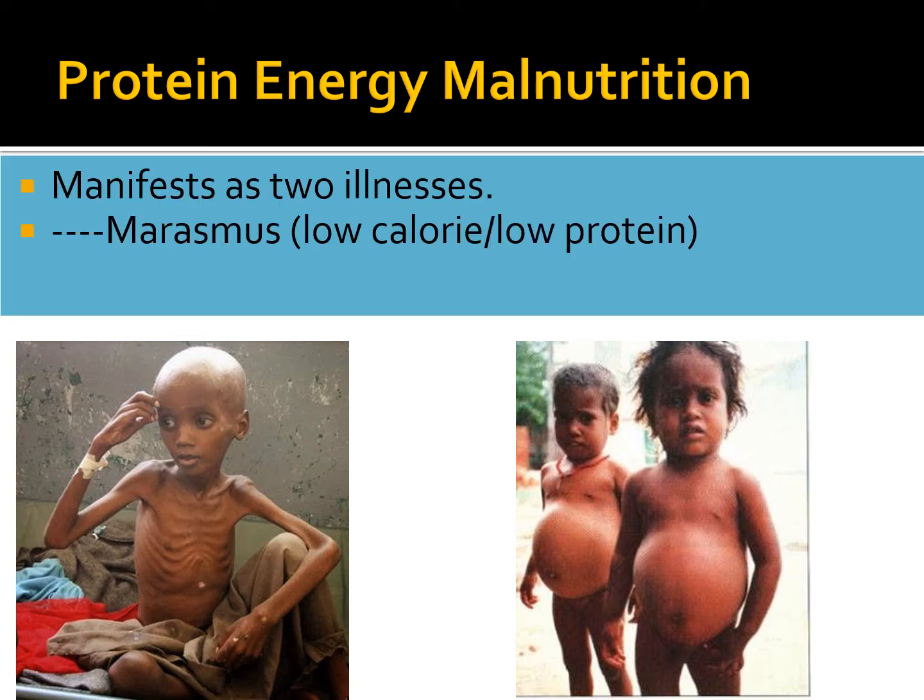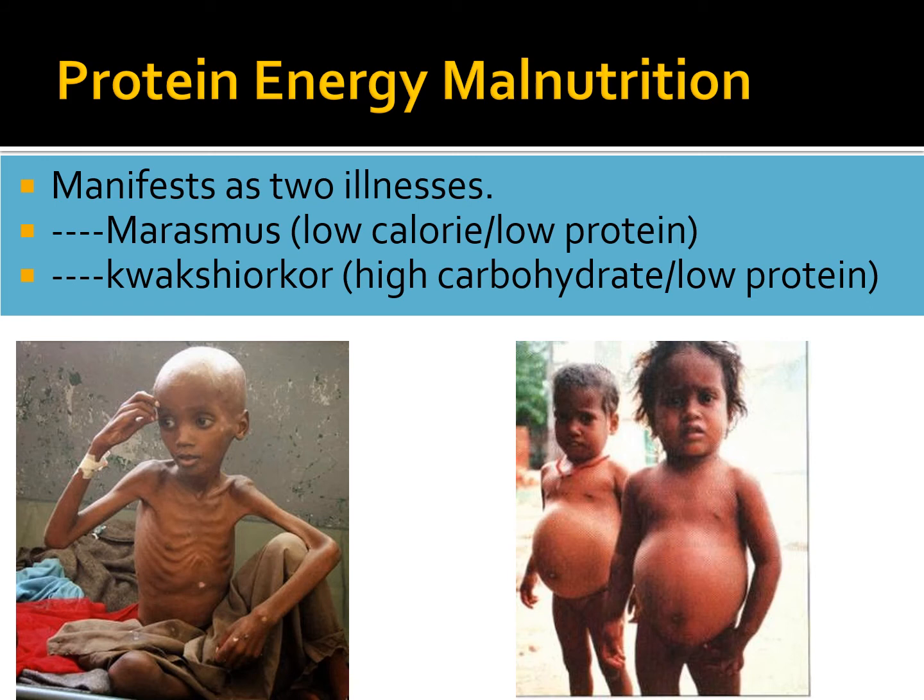We have marasmus, which occurs from having a low-calorie, low-protein diet. Essentially, it's a starvation diet. And then we have something called kwashiorkor, which is a high-carbohydrate, low-protein diet, and this is where you see that kind of bloated belly, or what they call the carb bloat that occurs, right? So one of them is essentially a wasting disease, whereas the other is a disease that occurs from having too much of one particular dietary element and not enough of the other.